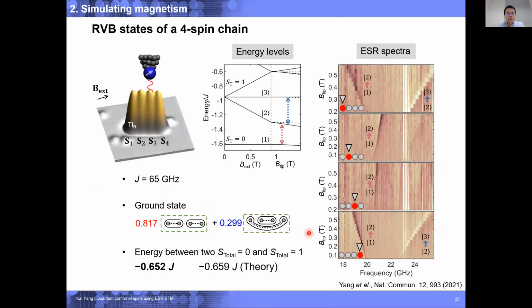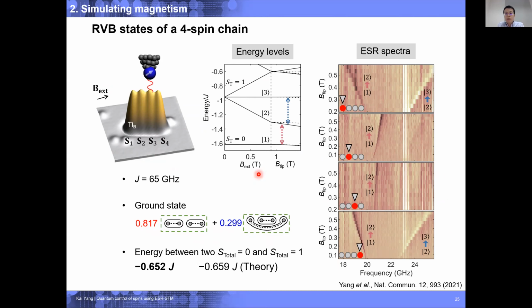We can also use the STM tip to build another four-spin structure with different boundary conditions. Here we have a four-spin chain. Because we have an even number of spins, the ground state is still a spin singlet, a superposition of different spin singlet configurations. But now we have a different weight, because for this four-spin chain, the interaction between S1 and S4 is much smaller than the nearest neighbor coupling.